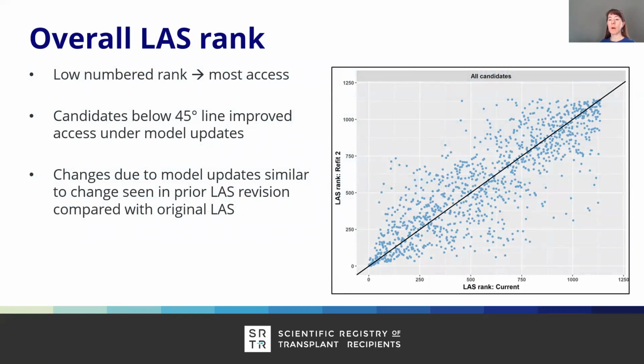Here we see the overall LAS ranks by the current and new updated model. The lower numbered ranks have the most access to transplant. Those are the folks who are getting offers first. Candidates below the 45-degree line improved access under the model update, and changes due to the model updates that we see here are similar to the changes that we saw in prior LAS revisions compared with the original LAS.